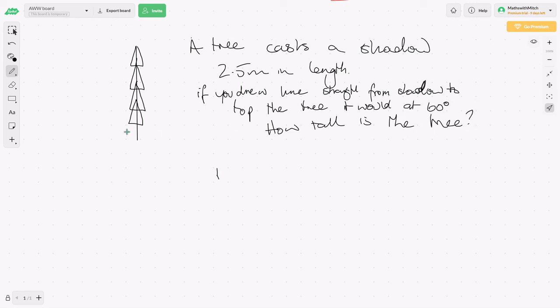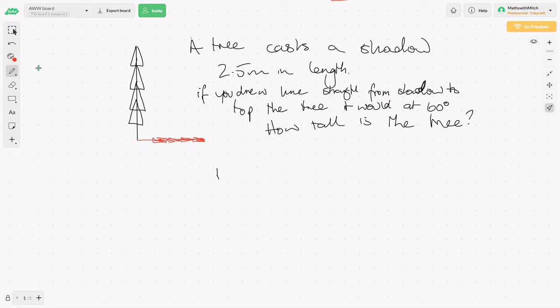Okay, so let's think about what information we've got here. Firstly, with any physical problem, see if you can do a quick sketch and try to understand what that written information is actually trying to tell you in terms of a problem. So it says the tree has a shadow. Let's say the shadow is here. So this is our shadow, obviously a shadow of the full tree. Let's draw it as if it looks a bit like a shadow.